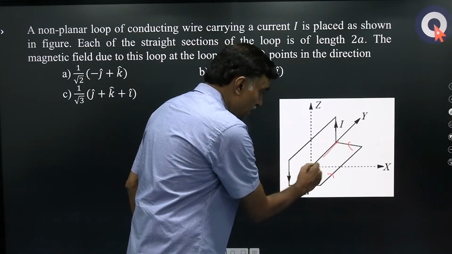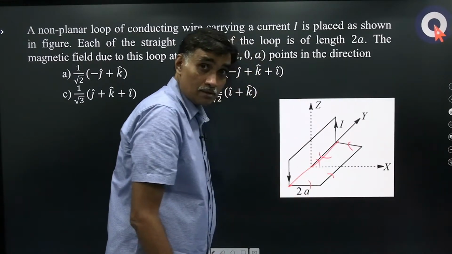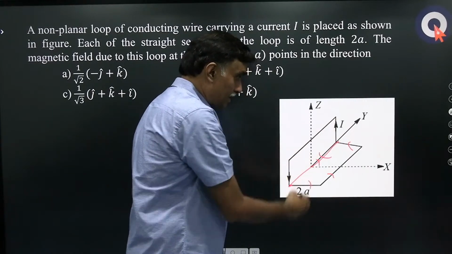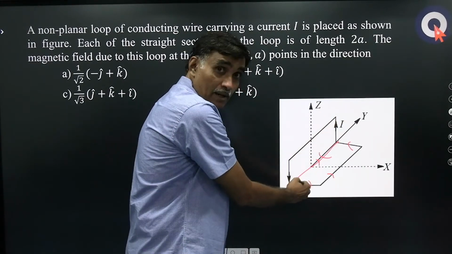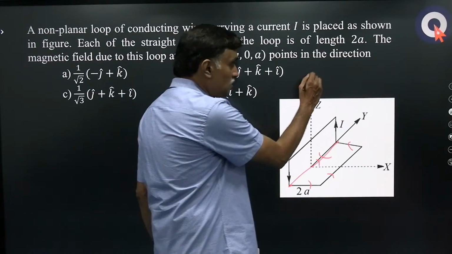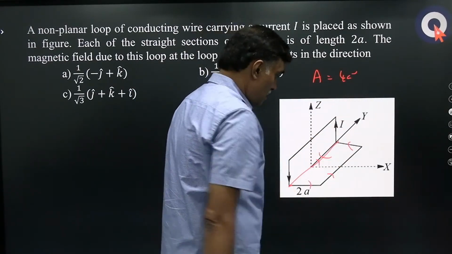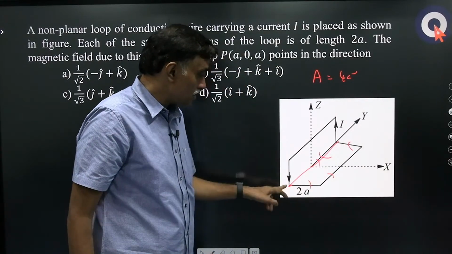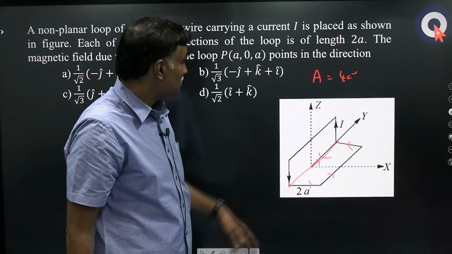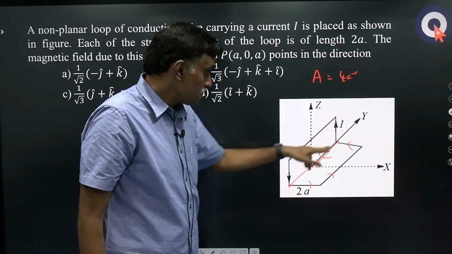If I introduce a current in this direction, and introduce a current in this direction, now we have two loops. One loop is like this, the other loop is like this, carrying current. So this loop is in the YZ plane, and this loop is in the XY plane. Then what is the area of each loop? It is 4a square, if this is 2a, this is also 2a. That's what I am assuming. I don't know, but that's what they have given. So this is a 4a square element, and this is also 4a square.